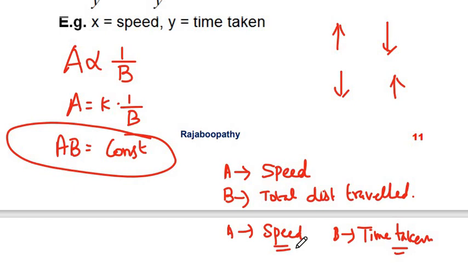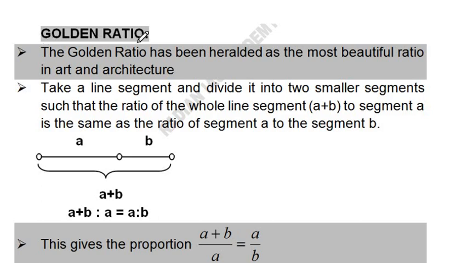When speed increases, the time taken to complete a journey decreases. So speed is inversely proportional to time taken. So this is called the golden ratio. Later I will explain, because the golden ratio is a very, very important thing. Almost the entire universe and most of the objects follow the golden ratio pattern.